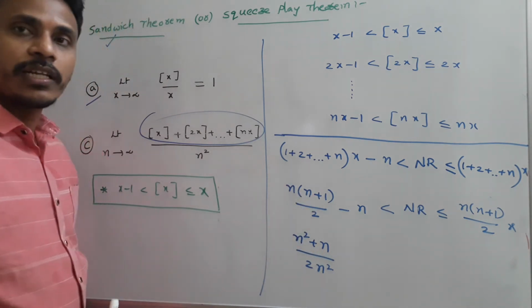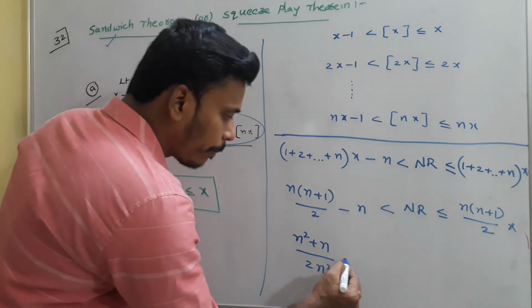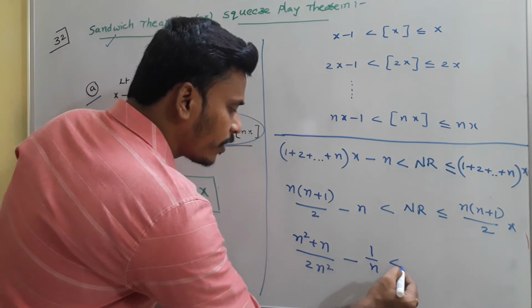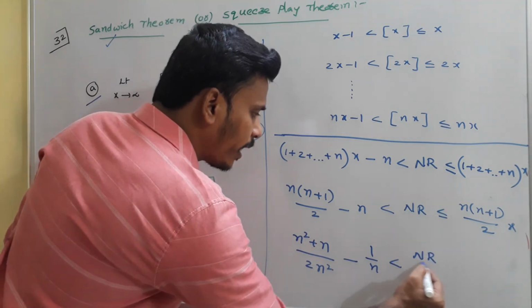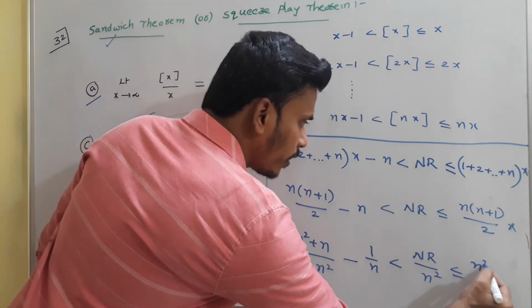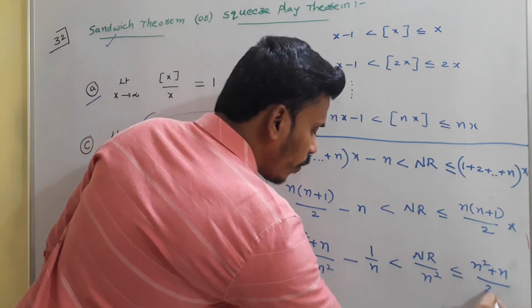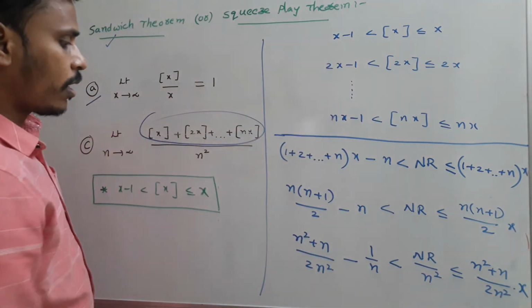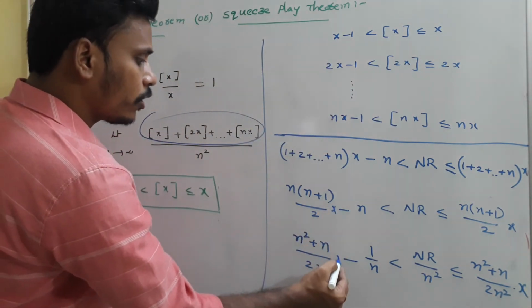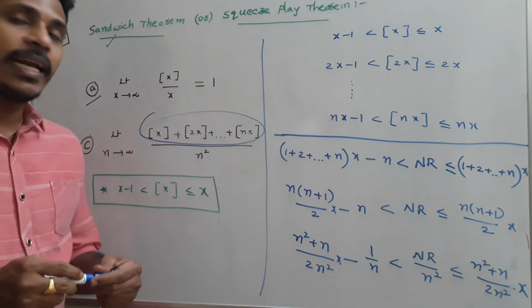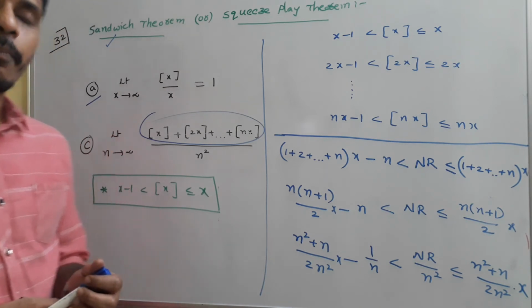Since we are dividing with n square by 2n square, minus n by n square is 1 by n, which is less than that numerator divided by n square is less than or equals to n square plus n divided by 2n square into x. Okay, here also we need to mention x, right? Into x. Okay. Now, since we are applying limit n tends to infinity, what will happen now?